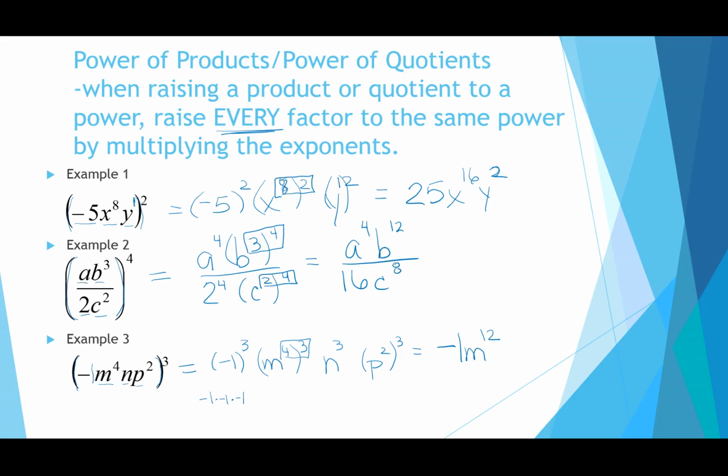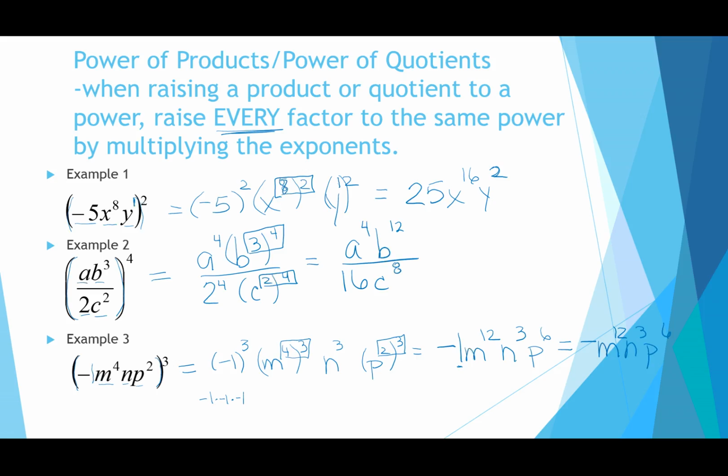We've got n to the 3rd, or n cubed, and p squared is being cubed, power to a power. Again, we multiply those exponents. Now, on this problem, we typically will not see the understood -1 written. It would just be written as a negative. So we have for our final answer -m to the 12th n cubed p to the 6th.